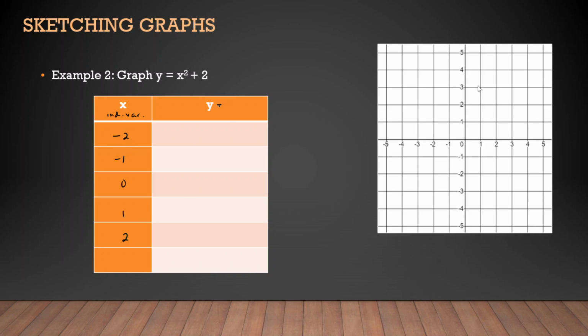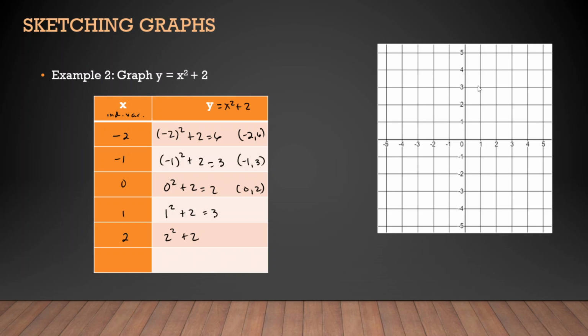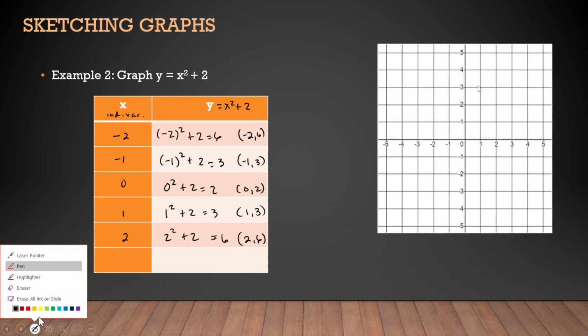Then I'm just going to take the rule I was given and calculate y. So I'm going to take my x value and square it and add 2. And after I do that for all of them, I'm going to get a set of points. Okay, so this first one gives me -2, 6. Then I get -1, 3. I get 0, 2, 1, 3, and 2, 6.